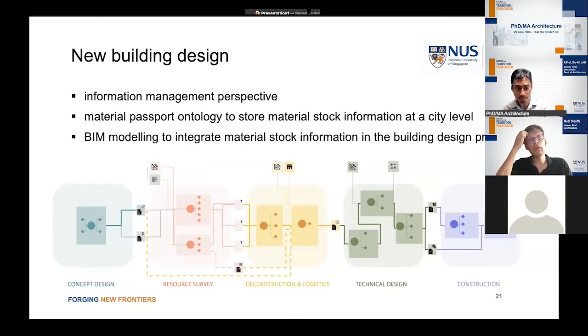And then, of course, we also need to look at new building design. So how can we change the design process and allow designers to use information about materials that are available or may become available by the time the building gets constructed in the neighborhood, preferably, of course, so that we don't have to move materials around too far, and store all this information. This, of course, requires a lot of information, and this has to be stored as a material passport of buildings.